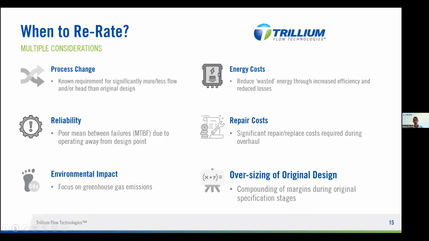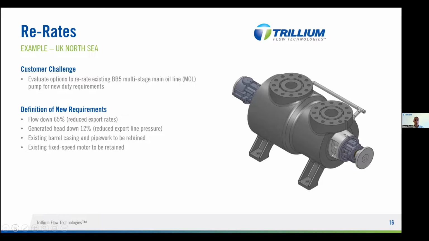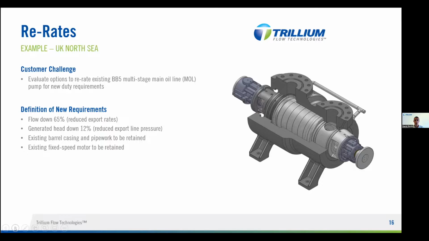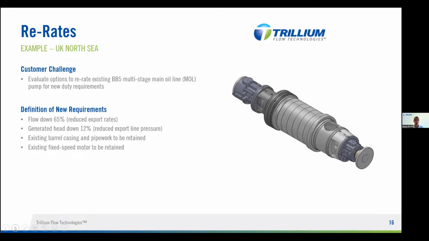Just moving on to an example then that we've looked at recently in the UK North Sea for one of our customers. It's a BB5 multi-stage pump, which is essentially a cartridge which sits inside a fixed barrel, as you can see there on the right. And this cartridge is the area that we would be looking at. So the customer came and said, look, we have new duty requirements. Can you redesign the hydraulic bundle within this cartridge to suit the new requirements?